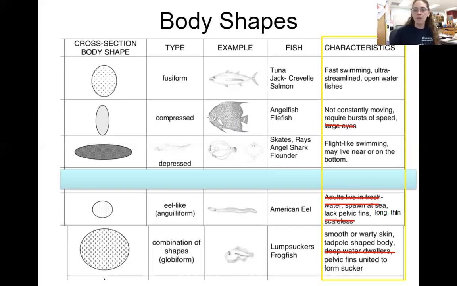Other shapes include those that are eel-like, so being very long and skinny. And then fish can have a combination of these shapes, or perhaps they're round about the head, like in the anglerfish, and then skinnier or more compressed towards the tail.